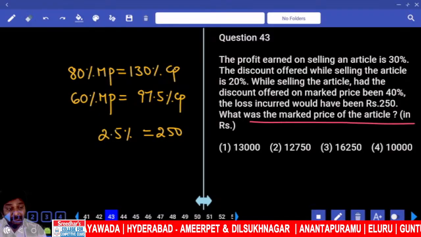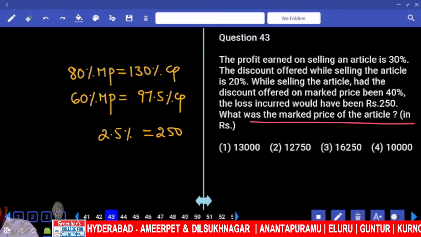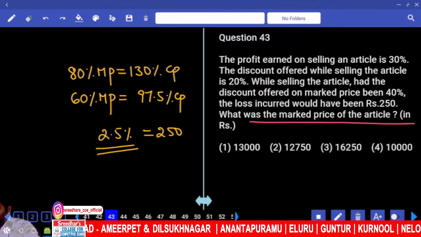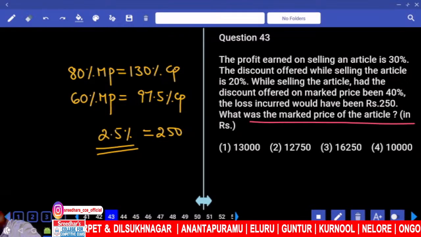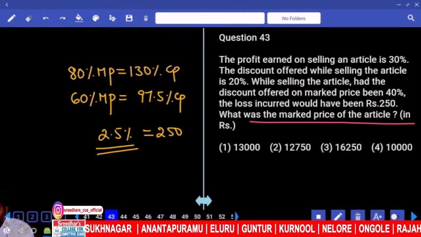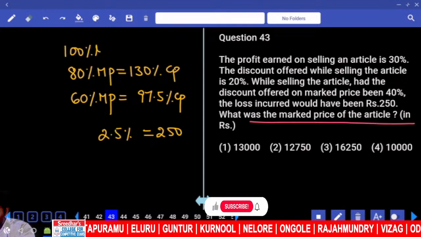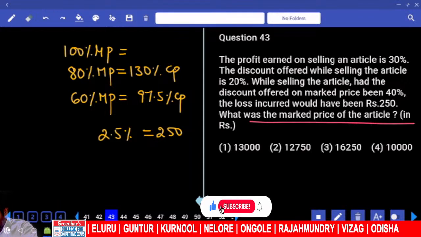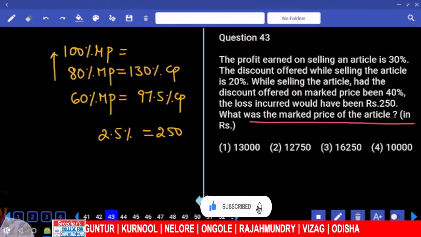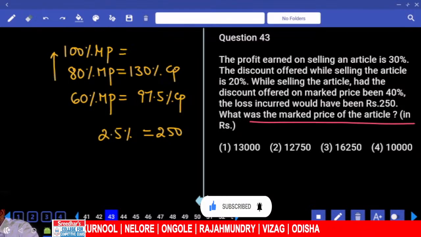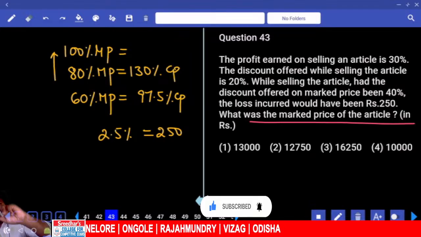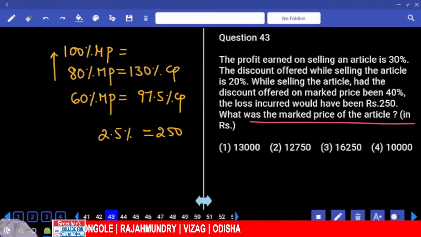What was the market price of the article? See, 2.5% is with respect to cost price or market price? Cost price. But the question is about market price only. So market price, or I can even say 100% of market price is equal to how much? From 80 we need to get 100. Same thing, but instead of subtraction we need to add. Are you getting my point?